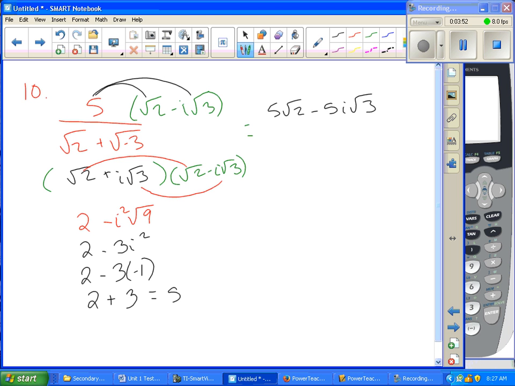So I have all of that over 5, and then I notice 5 divides into both of those. So 5 root 2 divided by 5 is root 2. Negative 5i root 3 divided by 5 is negative i root 3. So that right there would be my answer, which looks like it corresponds to L.